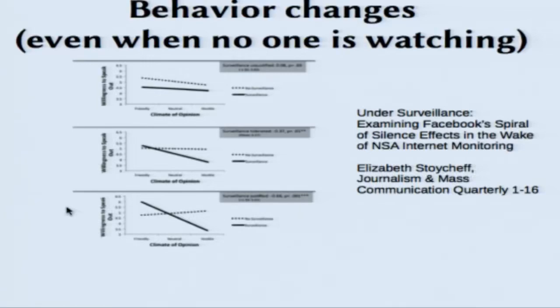So these are different groups of people who have different opinions about the legitimacy of surveillance, and the graph here shows friendly, neutral, and hostile. So if you think you're saying something into a hostile environment and you think surveillance is okay, you're actually less likely to speak up at all. So there's a chilling factor of having the centralized surveillance.